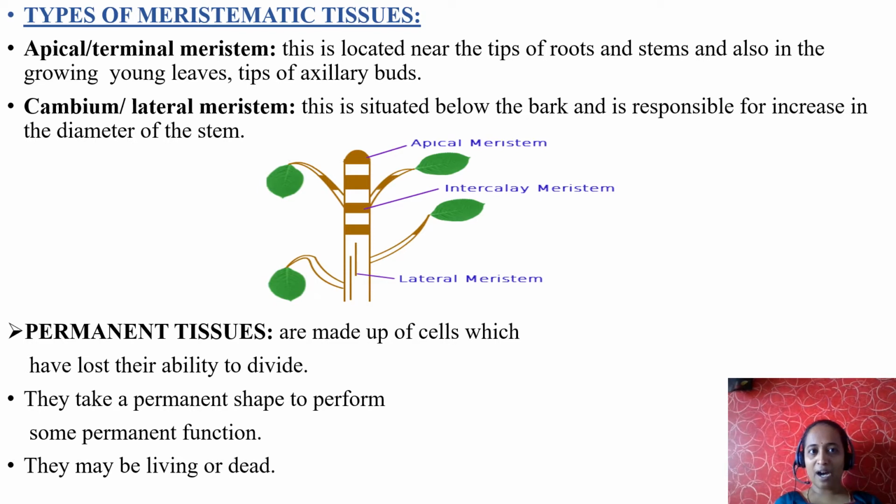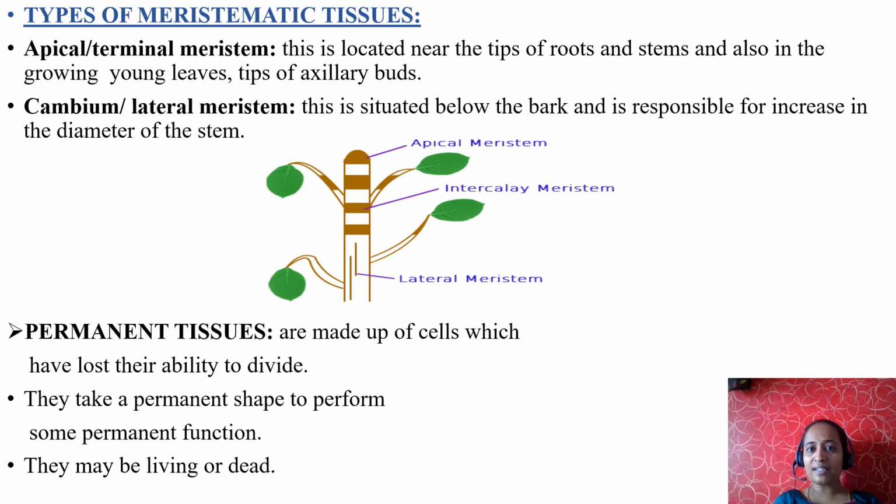Next, cambium or lateral meristem. As the name indicates, lateral means the surrounding area. This is situated below the bark. The outermost layer of a tree is nothing but bark. Just below that bark, you can see cambium or lateral meristem. It is responsible for the increase in the diameter of the stem, which increases the size of a stem. The length of a plant is increased by apical meristem and the size of a stem is increased by lateral meristem.